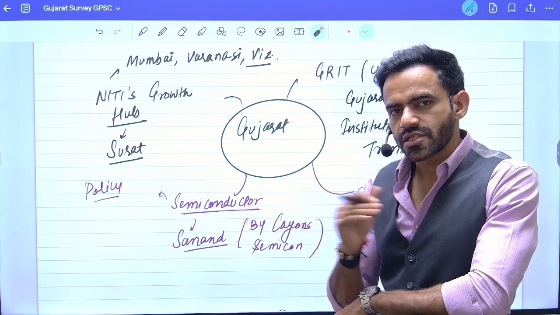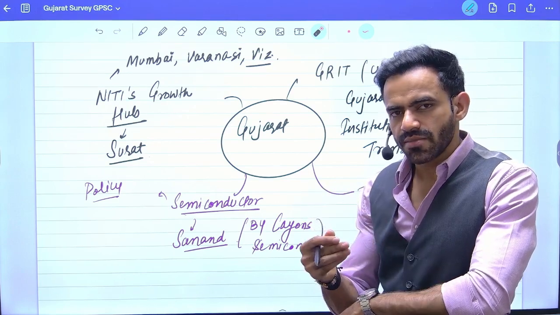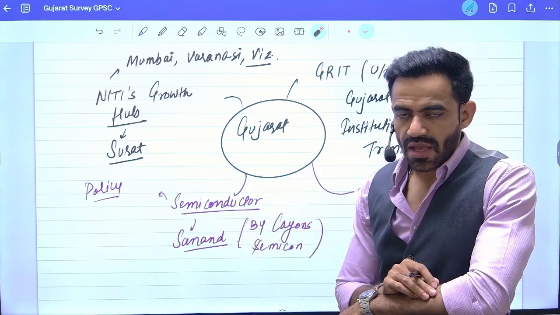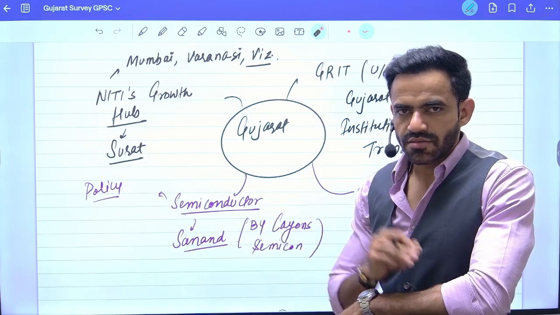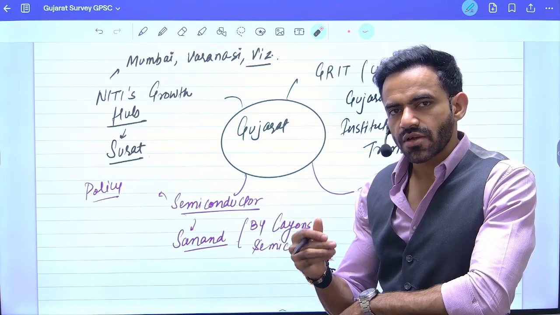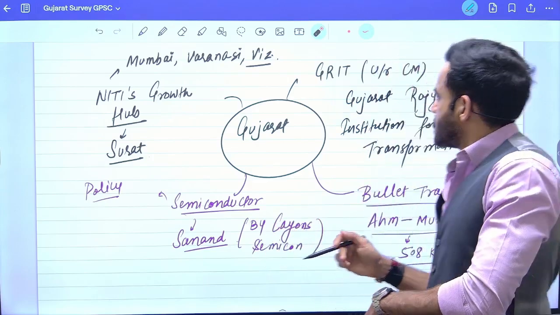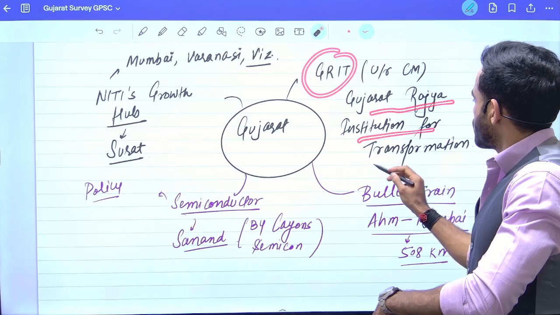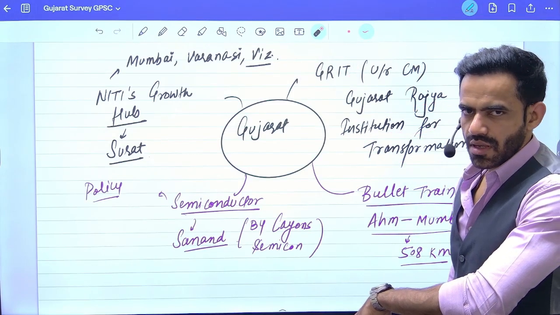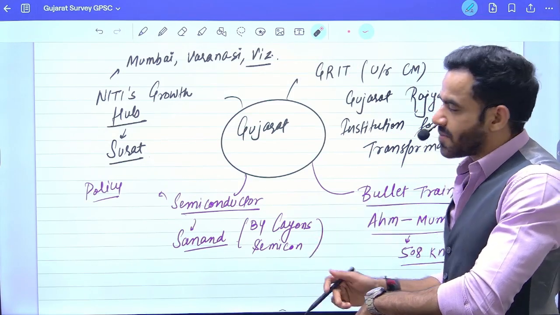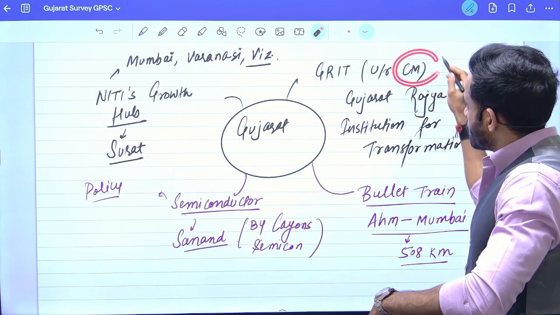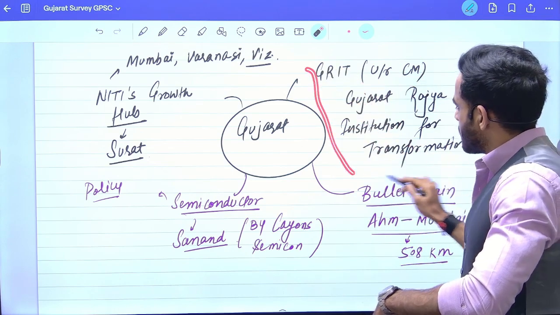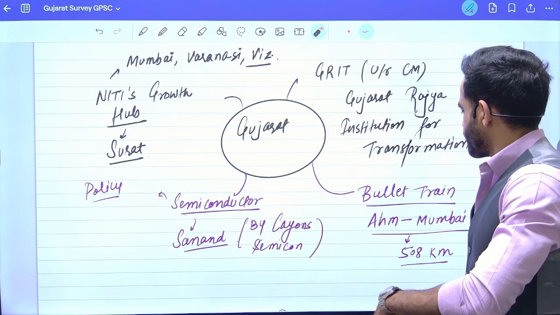Niti Aayog is the successor of the Planning Commission, which is responsible for planning and all those processes. Similarly, on the lines of Niti Aayog, the Gujarat government has set up GRIT, that is Gujarat Rajya Institution for Transformation. Niti Aayog is under the Prime Minister. This GRIT is going to be under the Chief Minister. So this is a similar version of Niti Aayog but at the state level.